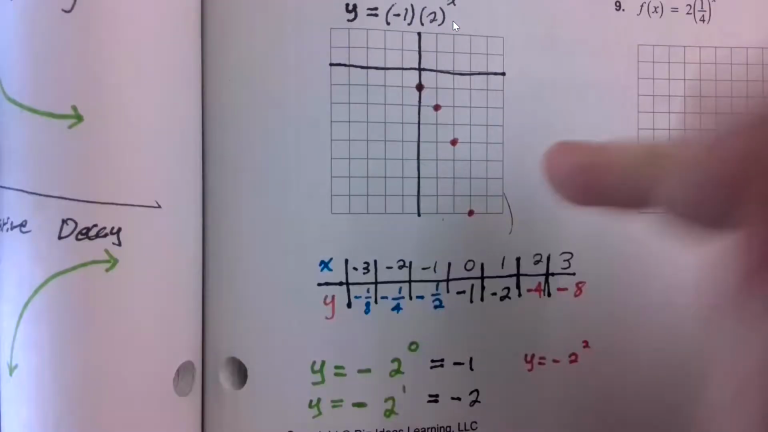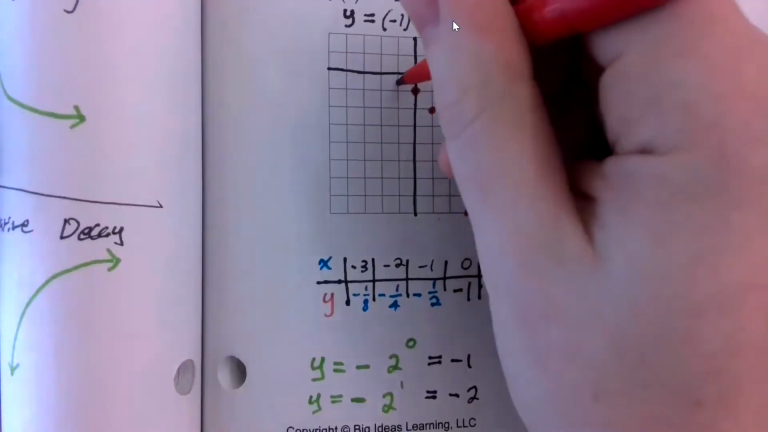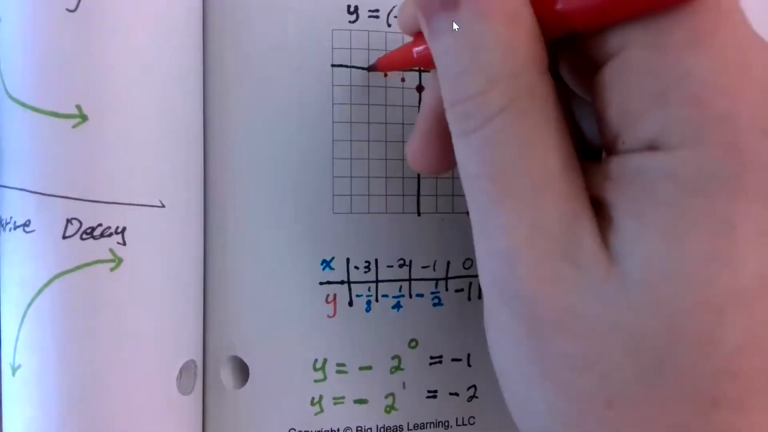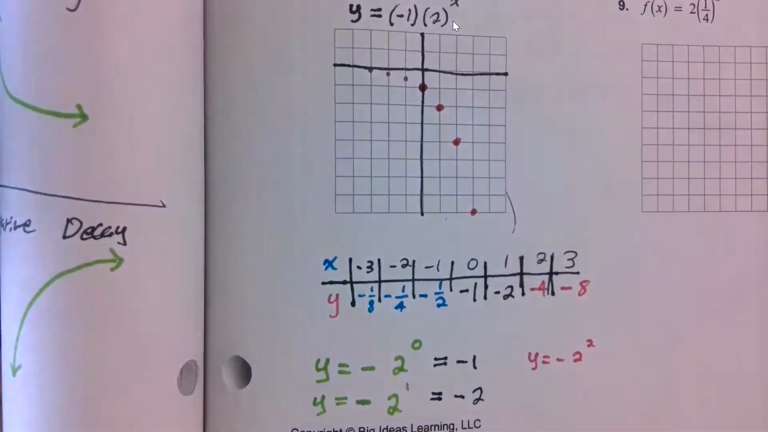To graph the fractions, you just need to estimate. So -1/2 is about right there. -1/4 is about right there. -1/8 is about right there. And we now have enough to sort of see what our graph will look like.